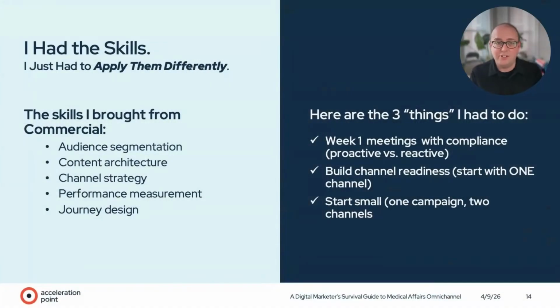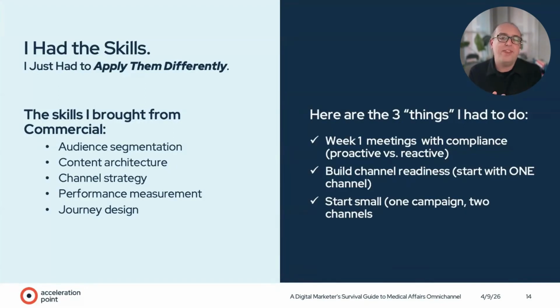So, as you just saw, there are many different challenges here. And I think the big thing, I got into medical affairs and I said, I have the skills and I'm ready to go. I just had to actually realize that I had to apply them differently. And so I did bring all of this education that was done on the commercial side: audience segmentation, content architecture, channel strategy, performance measurement, journey design. And so I brought all those into medical.